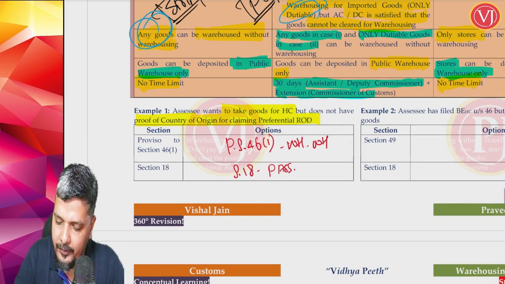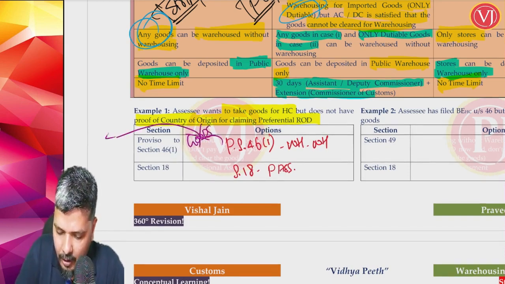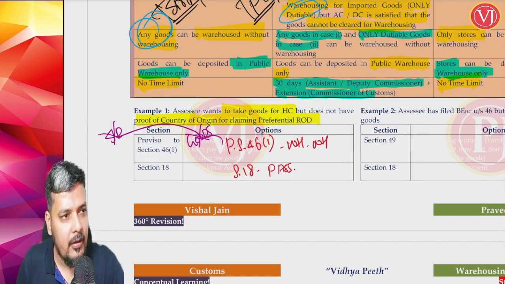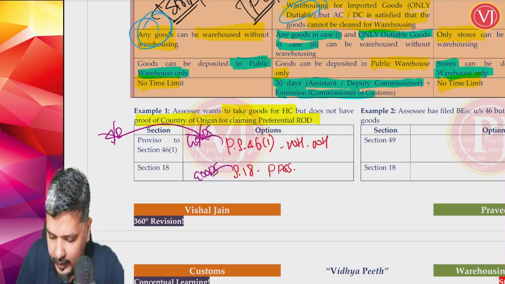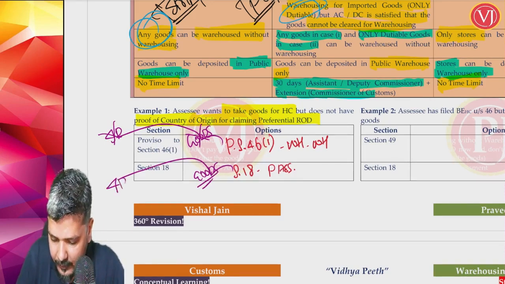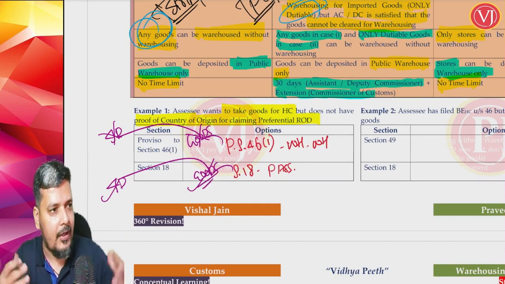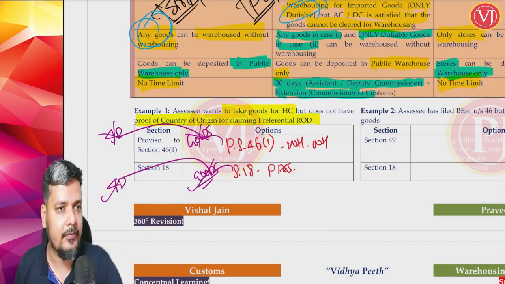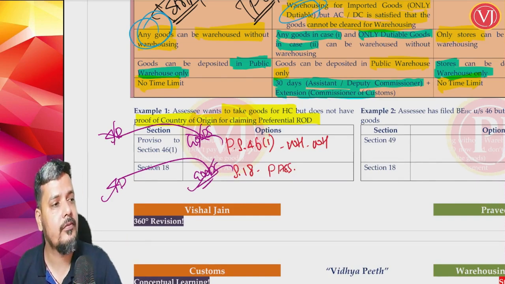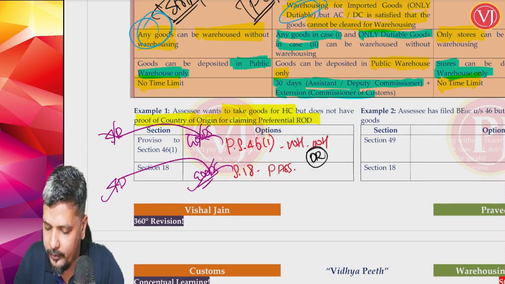The difference is, if he is going for warehousing without warehousing, he is not paying import duty, but he is not getting the goods. Here, he will get the goods under provisional assessment, but he has to pay provisional duty now. Later on, after the information comes, provisional assessment will be converted to final assessment. So both doors are open. He can decide whatever he wants.